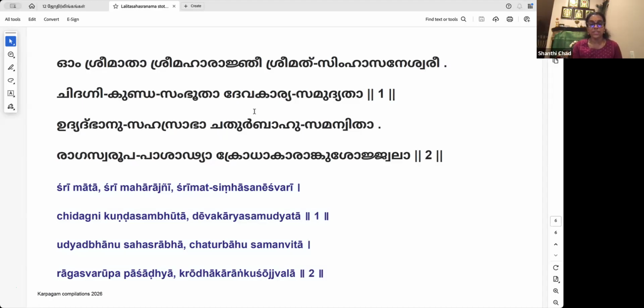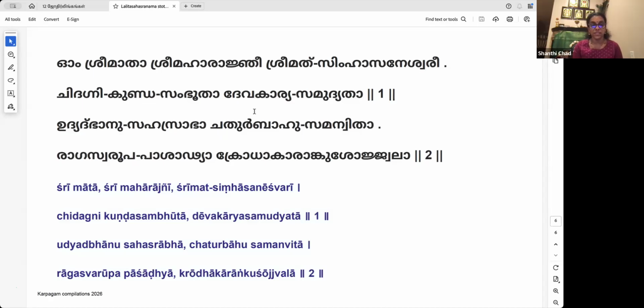Chatur Bahu Samanvita. She is always described in all the pictures as having 4 hands, right? So Chatur Bahu. Bahu is hand. Samanvita. She is having 4 hands. And you know what she has? Bow, arrow, pasham and angusham. Pasham is the rope that shows attachment, and angusham is the goad, which is controlling.